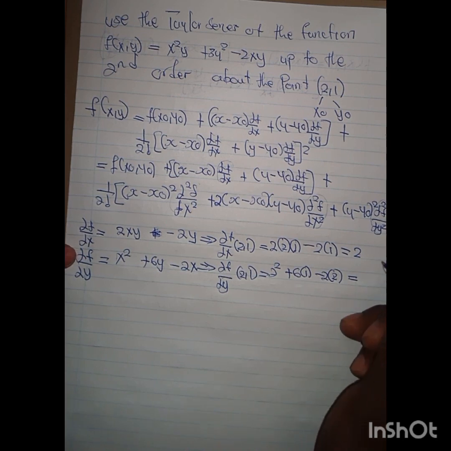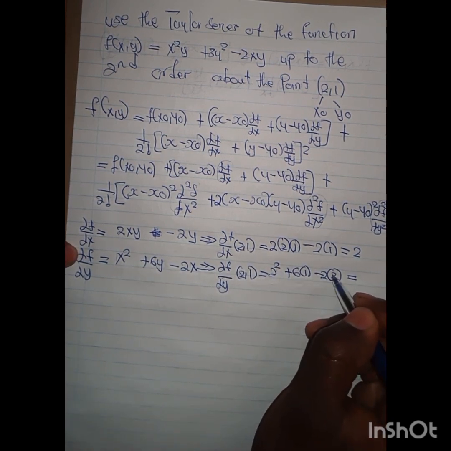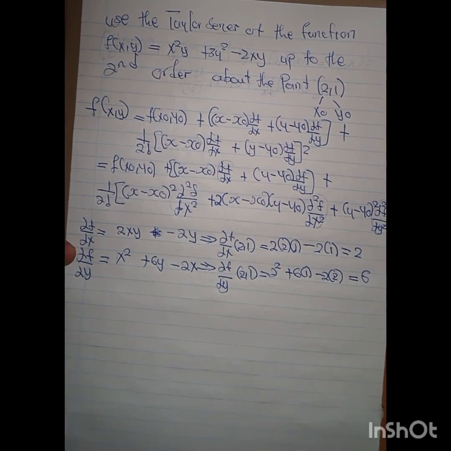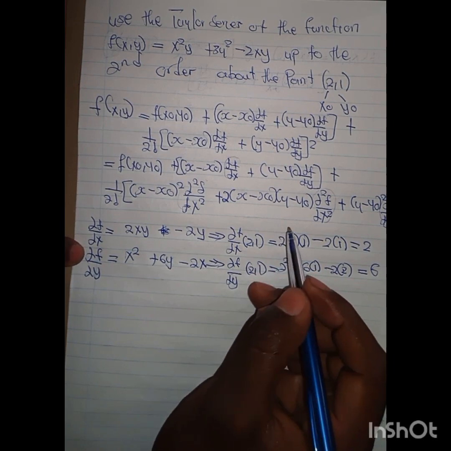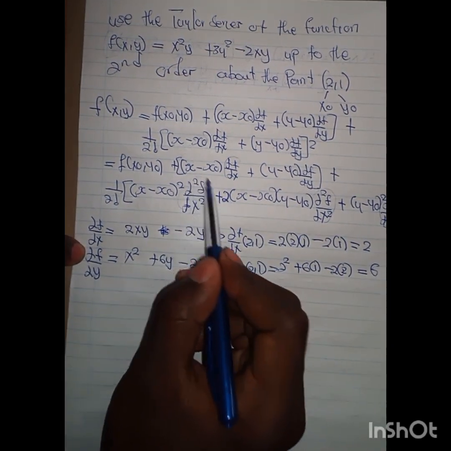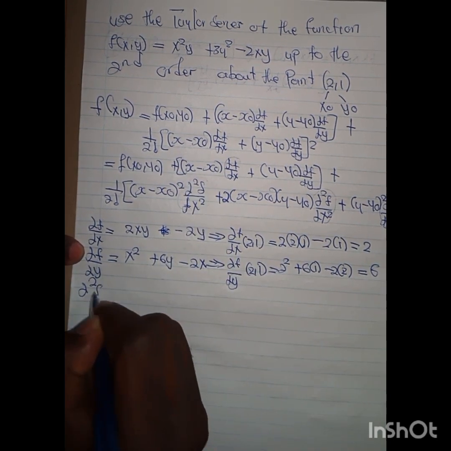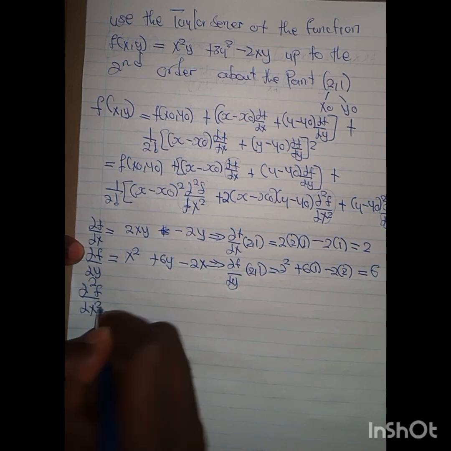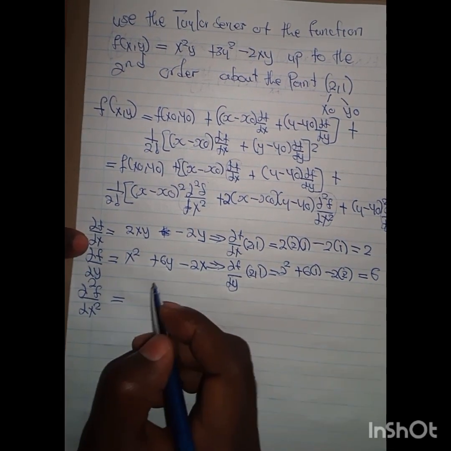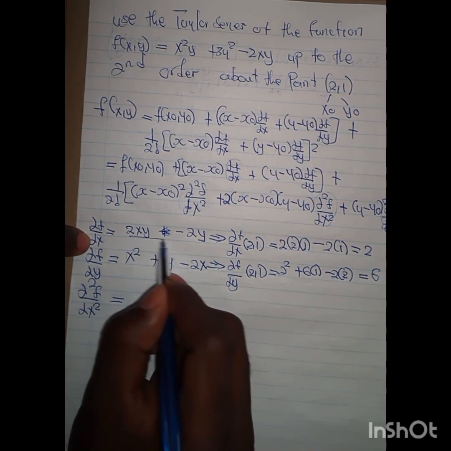This is nothing but equal to 2 squared. 2 squared is a 4. 4 minus 4 is a 0, which means we are going to have 6 like that. Then we also need to find this part, which is d squared f over dx squared. Then it means we differentiate f with respect to x twice this time around, but already we have differentiated f with respect to x, which is this part.